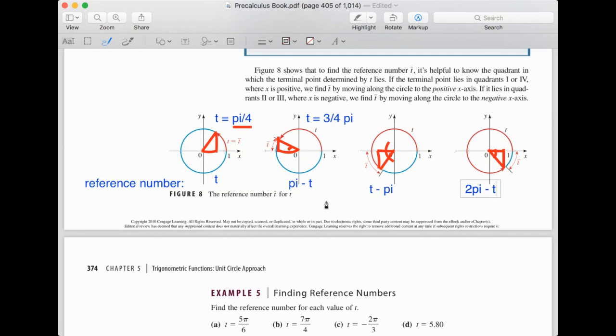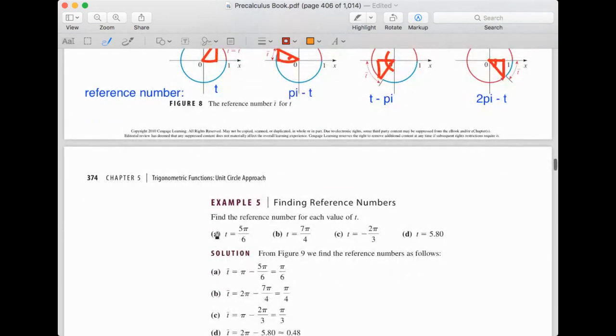The book calls it the reference number; we could call it the reference angle. For the first quadrant, it's just the angle itself. For the second quadrant, it's pi minus the angle. The third quadrant is the angle minus pi. The fourth quadrant is 2 pi minus the angle. Gradually we'll get used to this.